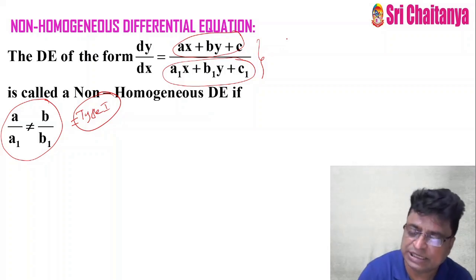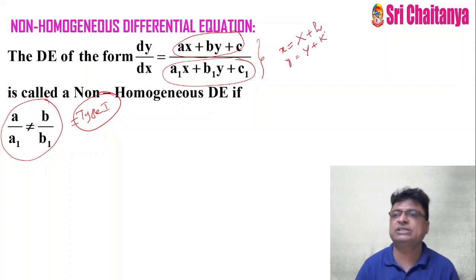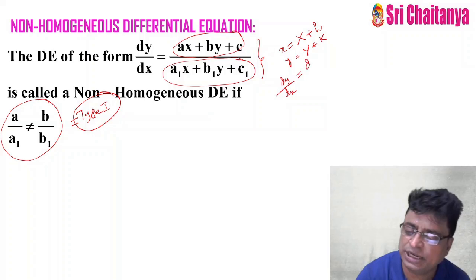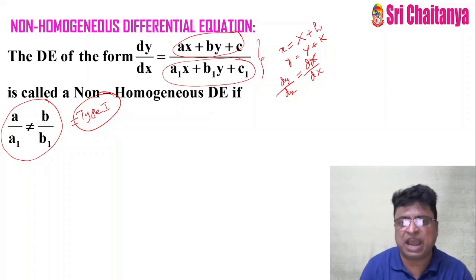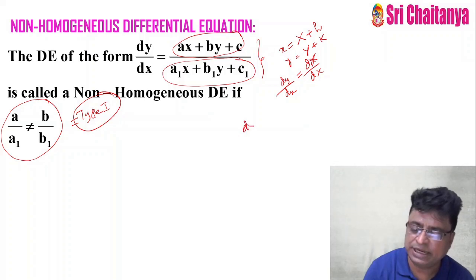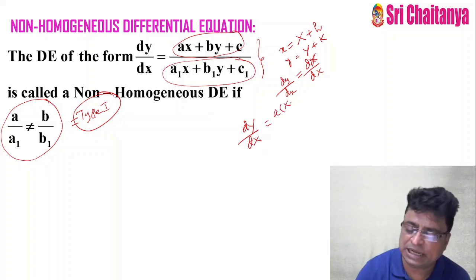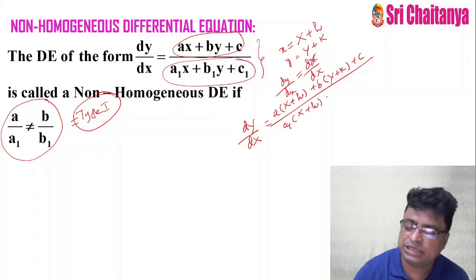So for that, I am using two transformations. One is small x is equal to capital X plus h. Small y is equal to capital Y plus k. From this, you find dy by dx, that is equal to dY by dX. Now substitute everything in the given differential equation. That means dY by dX is equal to a into capital X plus small h plus b into capital Y plus small k plus c, divided by a1 into capital X plus small h plus b1 into capital Y plus small k plus c1.